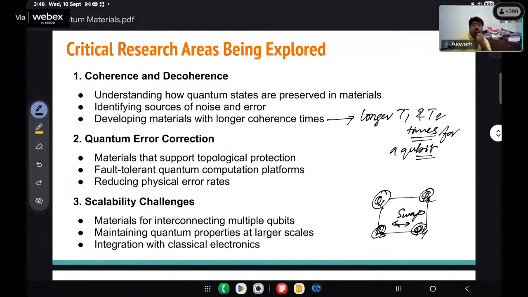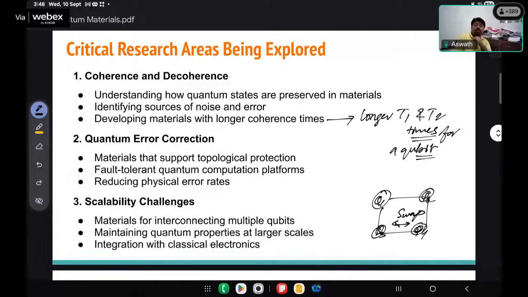What I should do here is come up with materials for interconnecting multiple qubits. The material should support that kind of interconnection and maintain quantum properties at larger scales. If you separate and put a large number of qubits, some qubits at the end should not stop behaving like qubits because they are very far from the addressing point. So that is one of the critical research areas one can look at in the case of quantum materials.